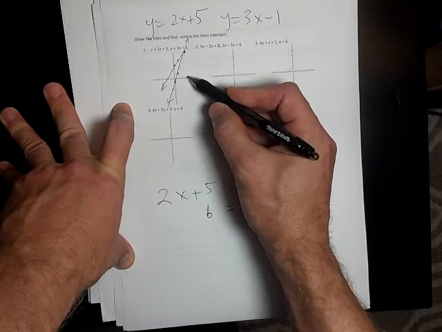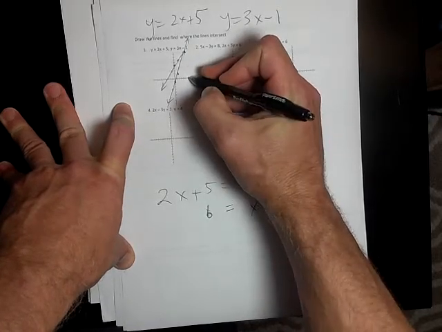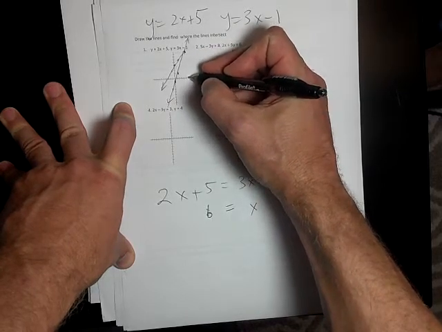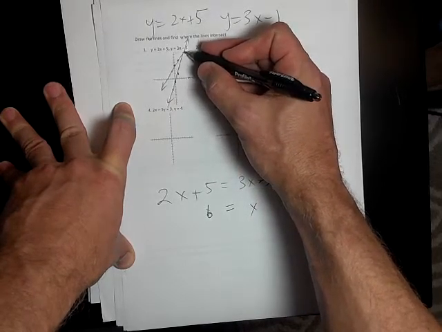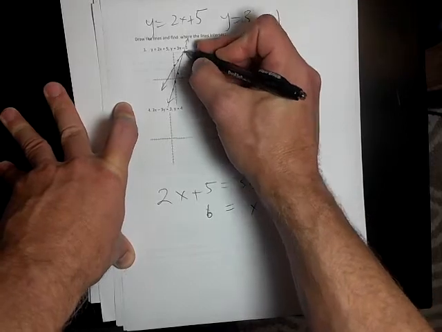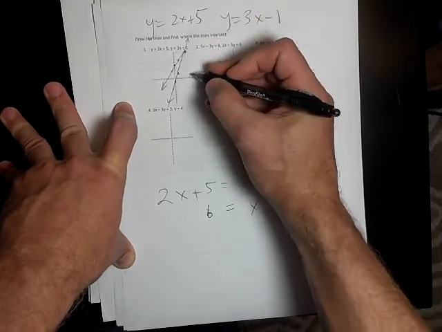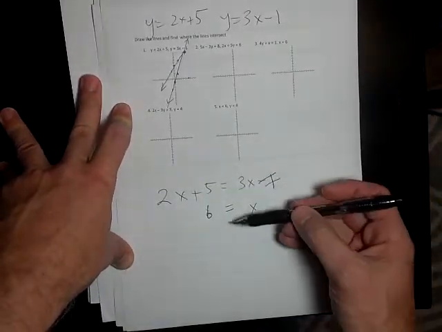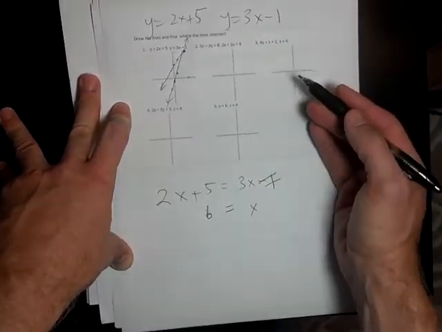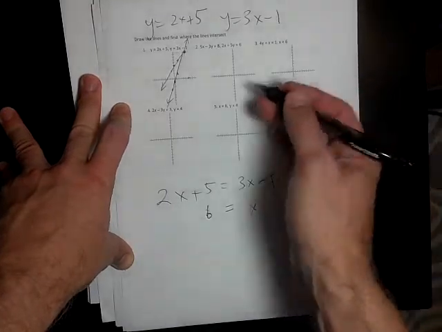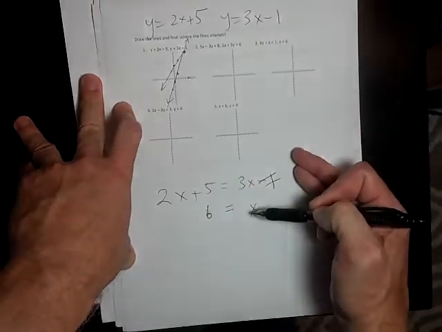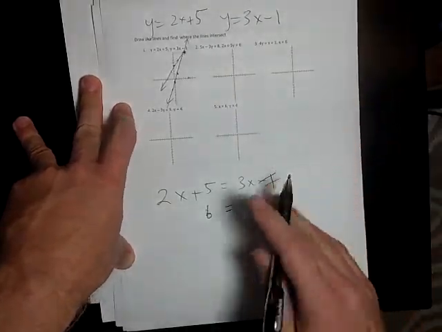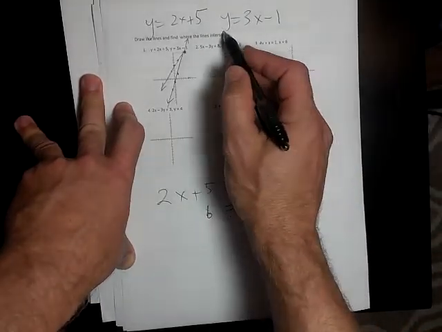So 1, 2, 3, 4, 5, 6. So I know that they intersect about right here, actually exactly right there, and I've drawn this pretty well. Now I want to find the y value corresponding to that x value. So which of these equations do I put the x equals 6 into? The answer is it doesn't make any difference because we're finding out where these two equations give me the same value. So let's put it into, we'll choose this one.